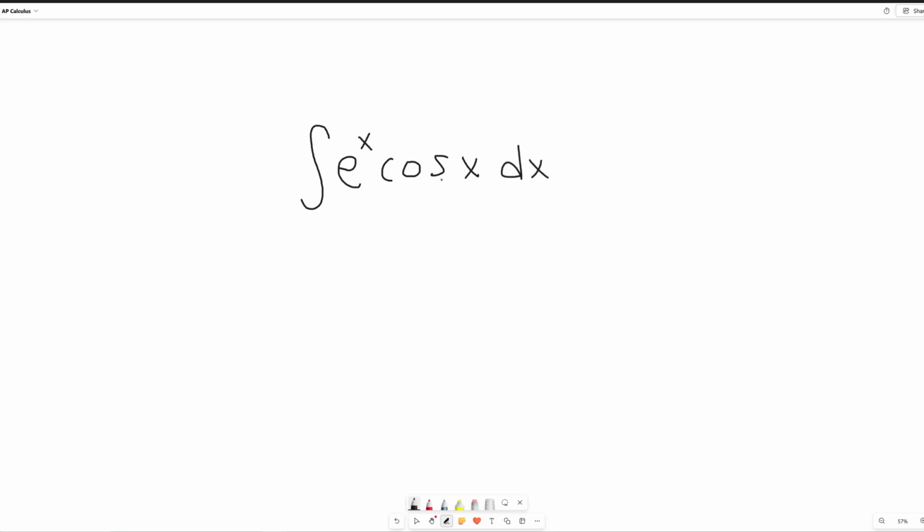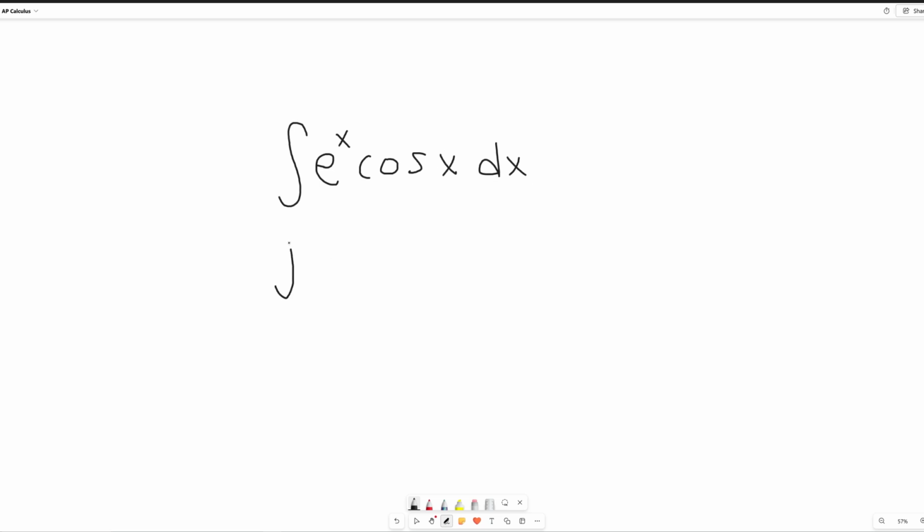But you'll see why. So we have LIATE, right? But both of these fall into our bottom two categories, which are our never used categories. So unfortunately, we're stuck with using one of them. And in this case, trig comes before e to the x. E to the x is just a nightmare. So we're going to go, u is our cosine of x. du is our negative sine.